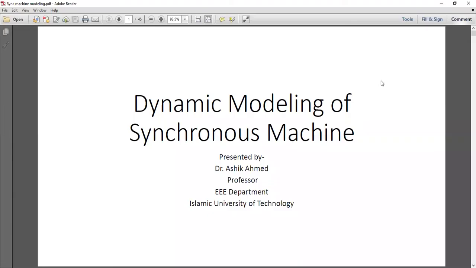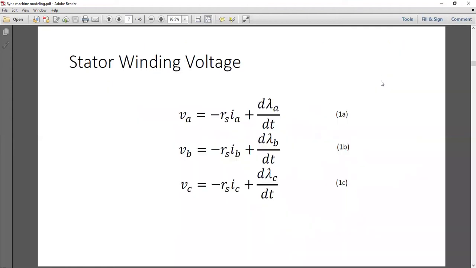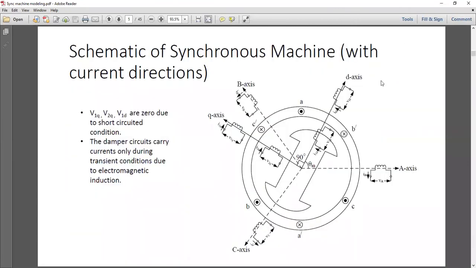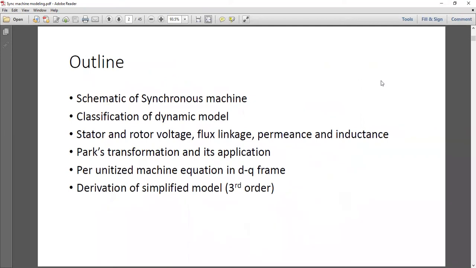Where we left in the last class. So we had been discussing the development of the electrical dynamics. The focus of this part of our lecture is that ultimately we will be looking for the derivation of the third order model for a synchronous machine.